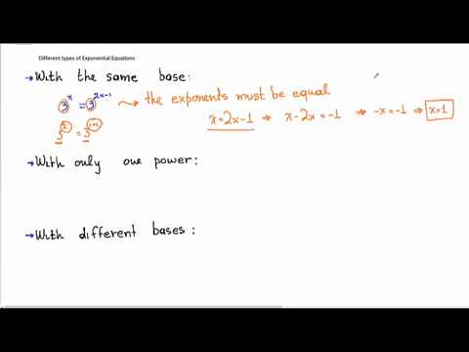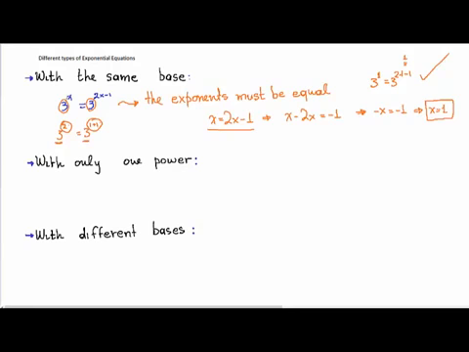Now, let's verify this. 3 to the first is equal to 3 to the 2 times 1 minus 1. If you simplify this, it gives you 2 minus 1, which is 1. So basically you have 3 to the first equals 3 to the first. So we're good.